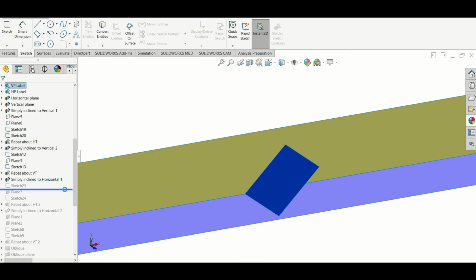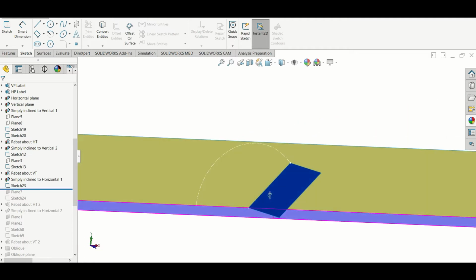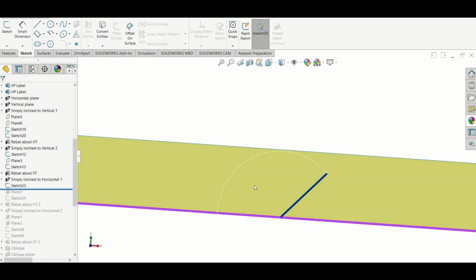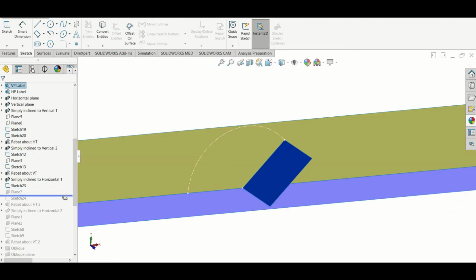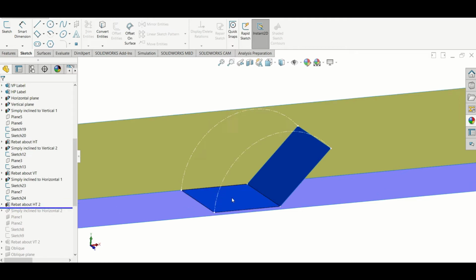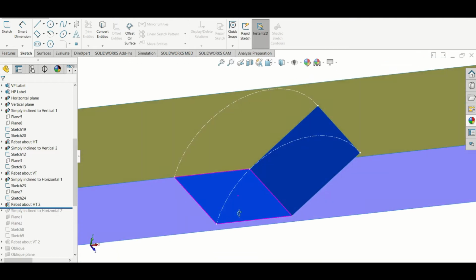So right now, this time, what have I started off with? I'm after rabatting it there about the horizontal trace. So as I look in at the elevation, I can take my compass on the point view of the horizontal trace, and I can swing it until it hits the ground. So there's a rebatment about the horizontal trace. I have to do the same with the second point, and I get the true shape of the plane laid down the ground right there.